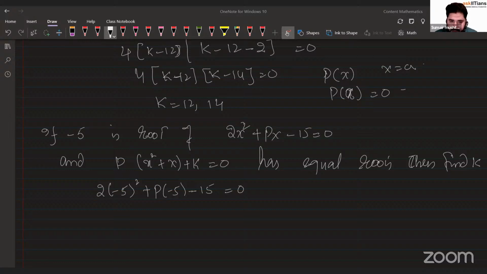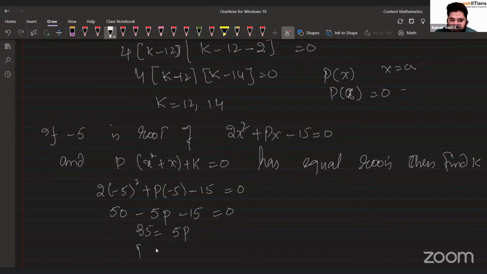Clear? This is 50 minus 5p minus 15 is equal to 0. So what I will do, this will be 35. This is 35 is equal to 5 times p.